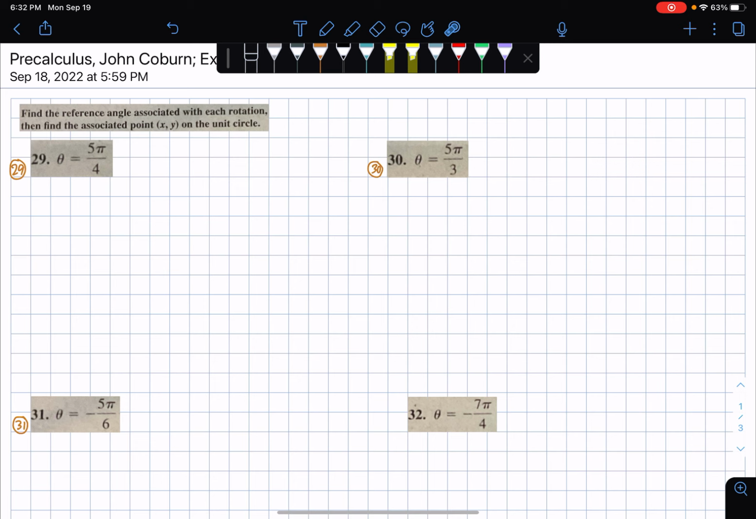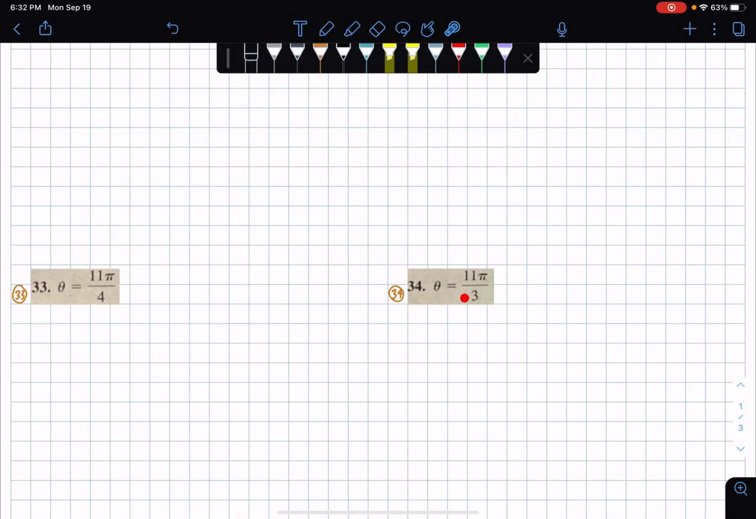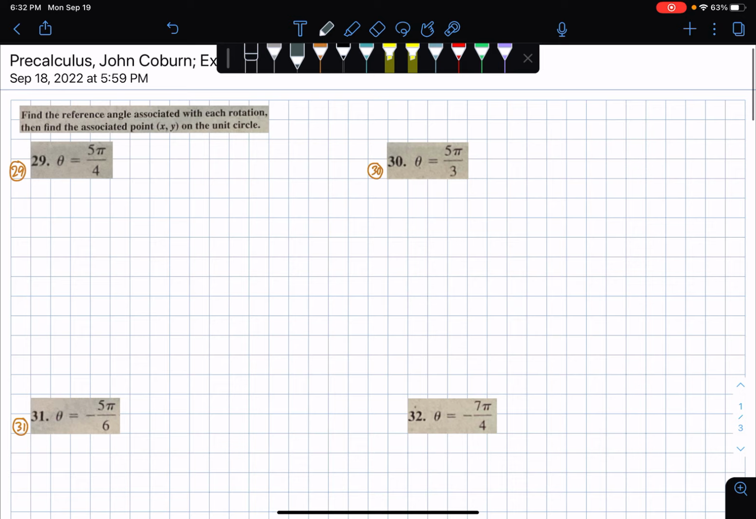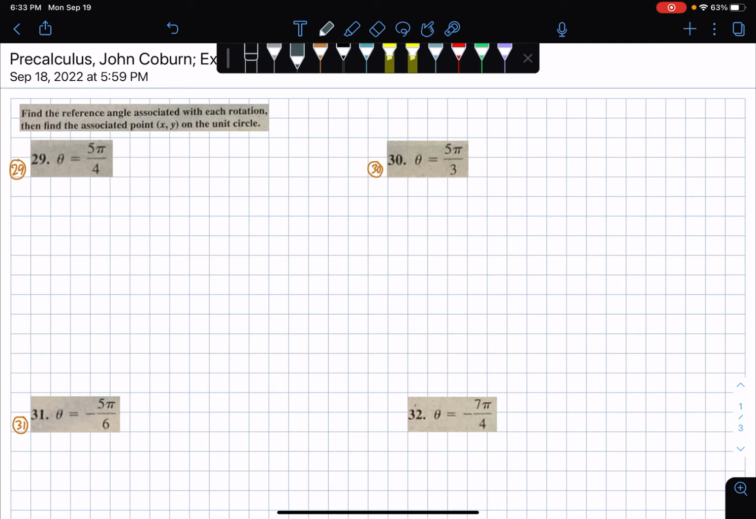So, the first thing that we want to do is to convert. As you can see in the given, every theta is expressed in radians, just as it should be. But in order to find the reference angle associated with each rotation and the corresponding xy, we have to convert theta from radians to degrees. So in general, the formula from radians to degrees is: multiply the current theta by 180 degrees over pi.